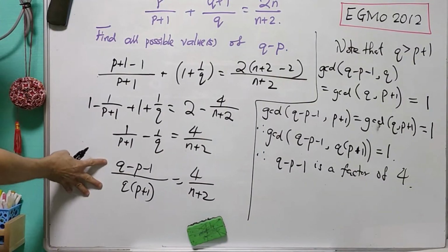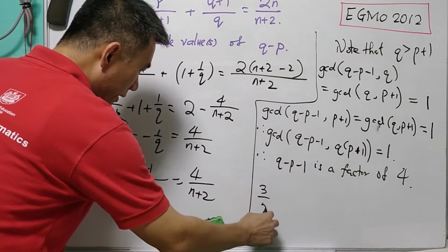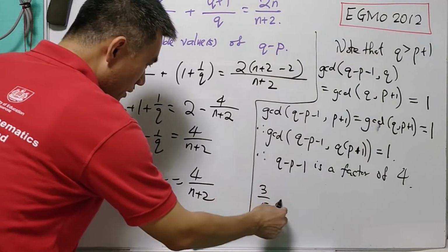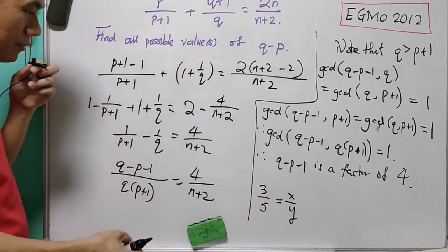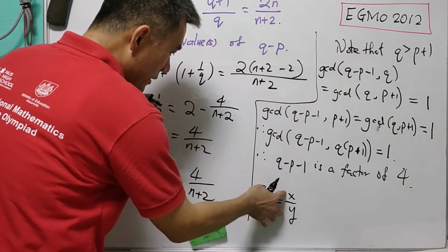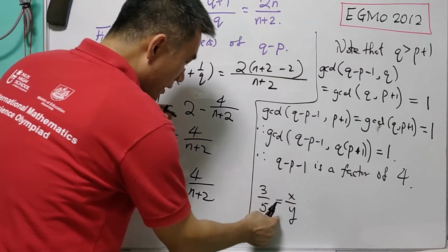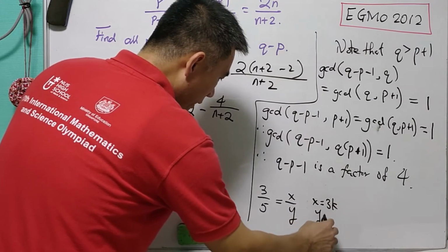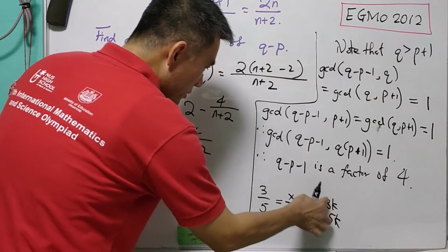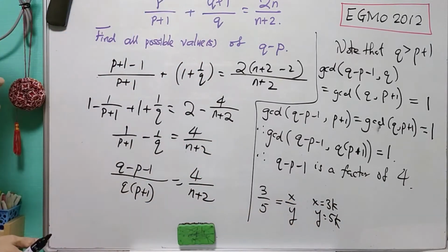Now why is it so? Let's say, for example, 3 over 5, they are coprime, equals x over y, where x and y are positive integers. Then we'll see that 3 must be a factor of x. And in this case, we know that we can write x as 3k and y equals 5k for some integer k if x and y are both integers.